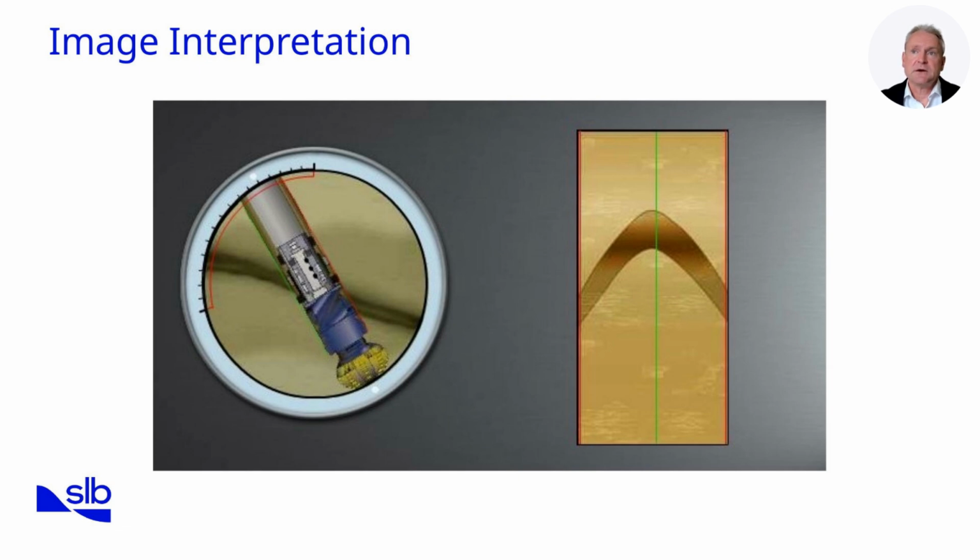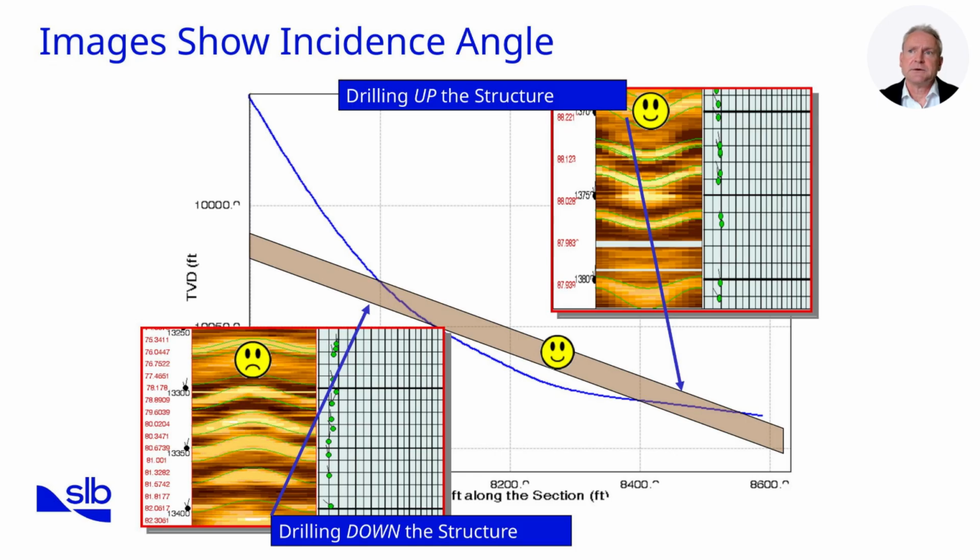Let's see how the azimuthal images show incidence angle, which refers to the angle at which the borehole intersects bedding planes. In the middle is the light brown formation structure, with the blue line representing the drilled path. On the left side, the images show drilling down the structure. Bedding planes dip upward relative to the wellbore, meaning we are moving toward the lower structural position. The sinusoid in the image is showing a sad face.